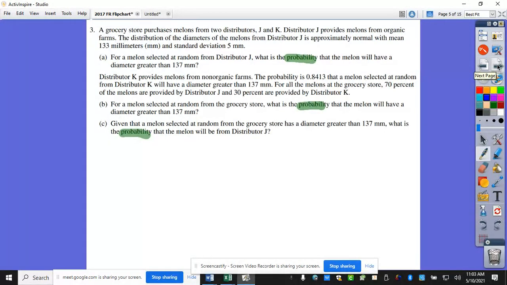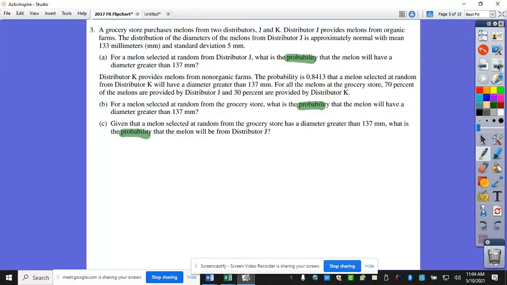This one says grocery store purchases. Oh, this one actually we want to do. Purchases melons from 2 distributors, J and K. Distributor J provides melons from organic farms. The distribution of the diameter of melons from distributor J is approximately normal with mean of 133, standard deviation of 5. What is a very important word there? Normal. Approximately normal, which means I can use the curve, I can use the green sheet, I can use Z, I can use anything that deals with that.